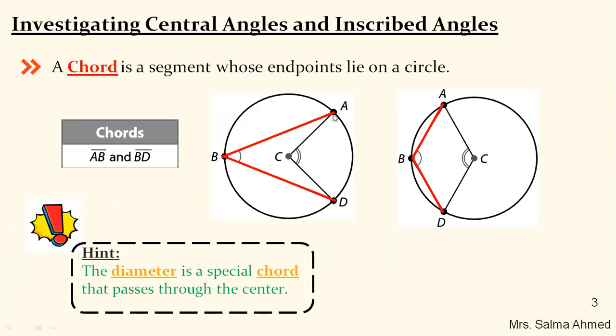So here we have a point on the circle. If I join it to the center of the circle, it's called a radius. If I complete the line to the other side of the circle, it's called a diameter. Here the diameter is also called a chord because it's a special case of the chord. It has 2 endpoints on the circle, but it passes through the center of the circle.